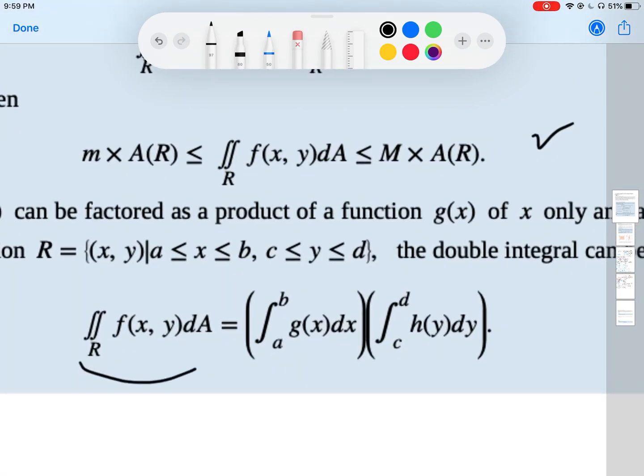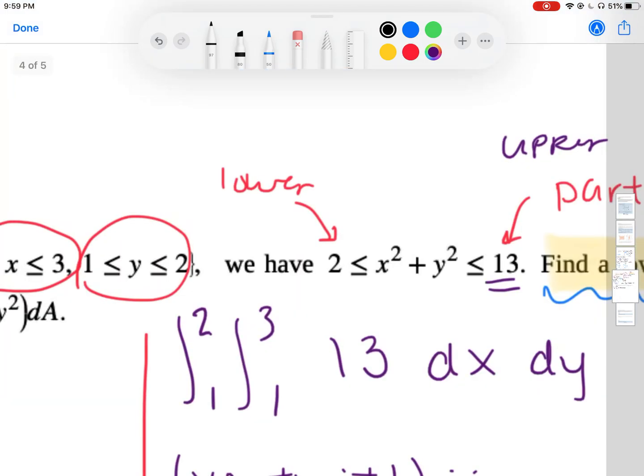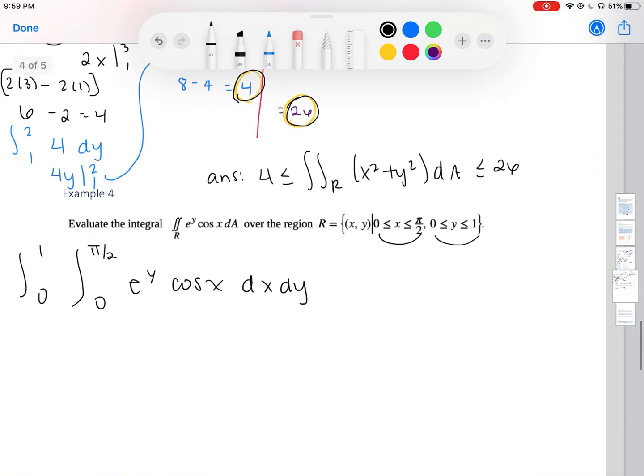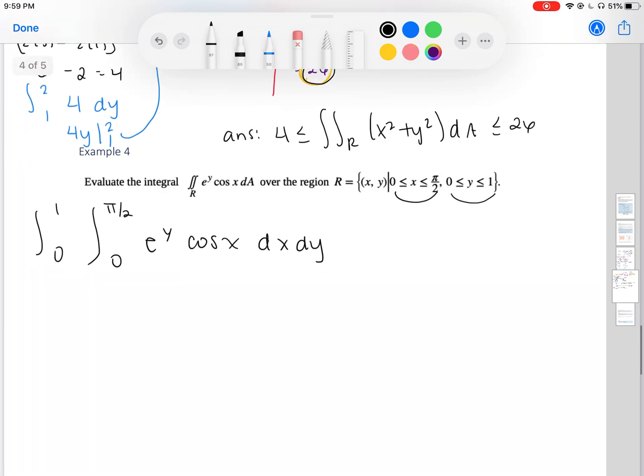We take our double integral, and if one is only for x and one is only for y, I can split my double integral and work with my y's separately and my x's separately. So taking a look at this next example, we see that here we have my y's only, and here we have my x's only. So I can work with them separately.